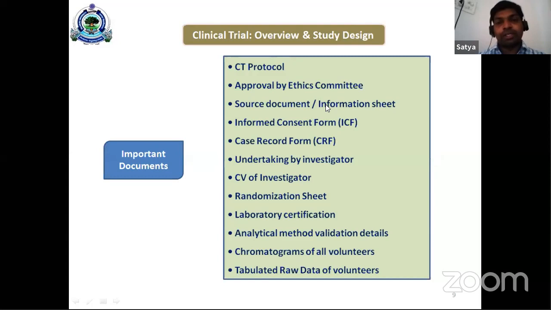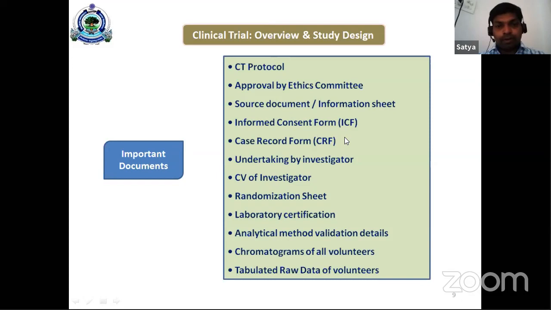And then the informed consent form. This is very, very important in a clinical trial, that you have to take consent from the patient participating in the trial. There are certain criteria. If the patient is above 18 years of age, you can take informed consent. If the patient is below 18 years of age, then you have to take legally authorized permission along with the informed consent.